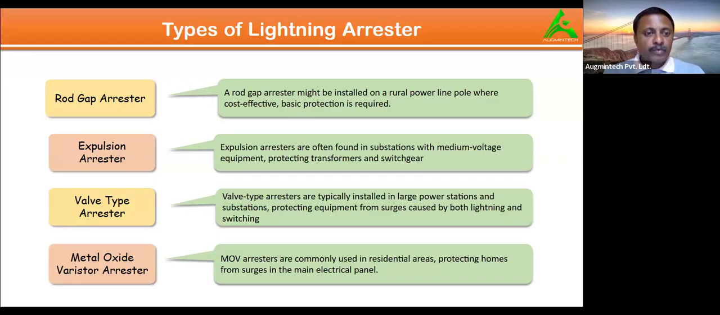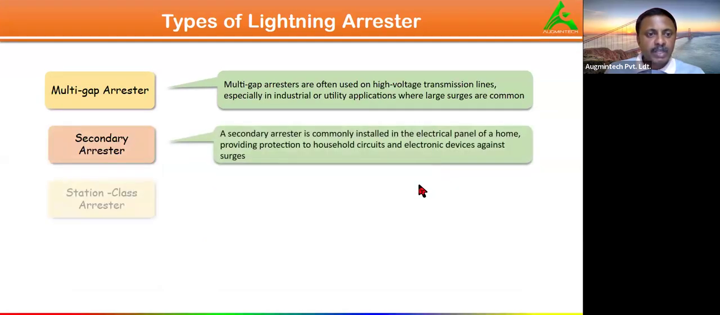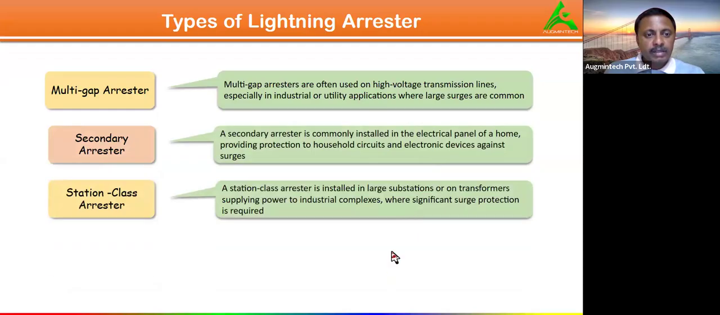And normally there's the MOV, we say, metal oxide varistor arrester. We use it in residential areas, which is going to protect the homes from surges in the main electrical panel. And then there are some other types of arresters also. We have a multi-gap arrester, secondary arrester, a station class arrester, and a distribution arrester also.